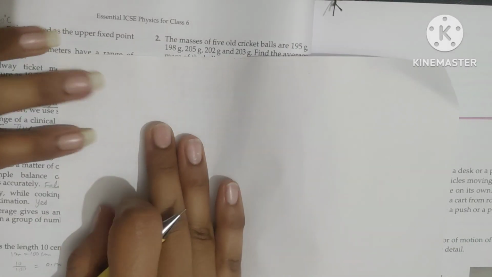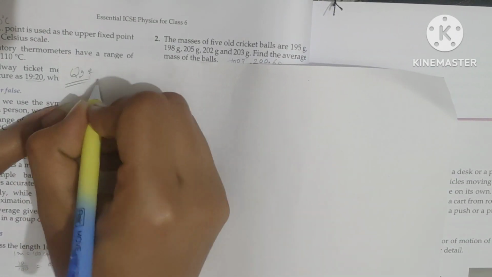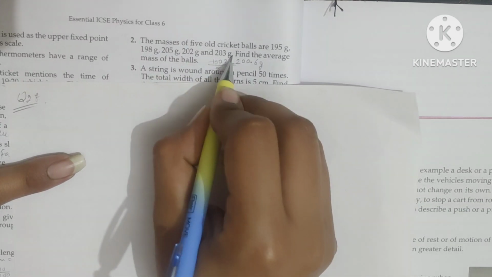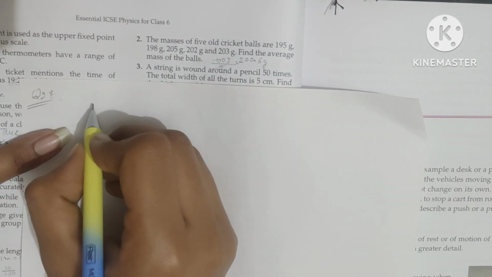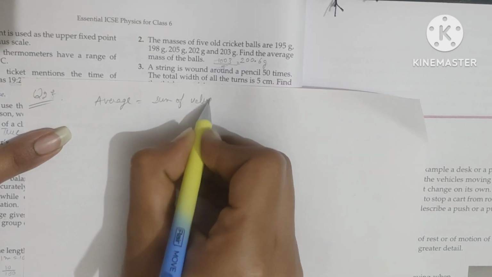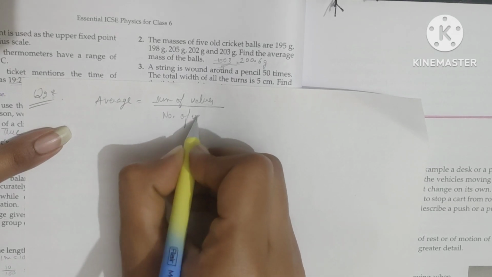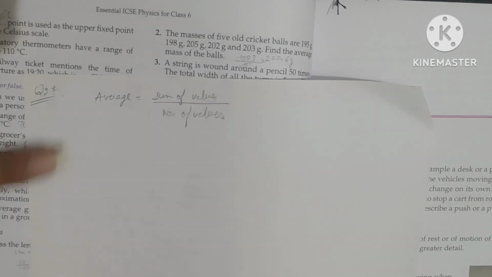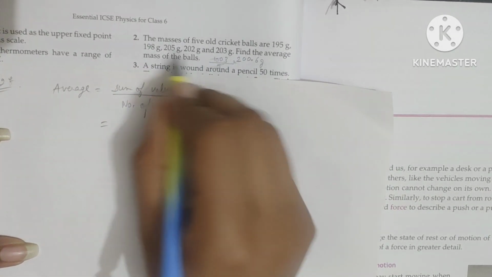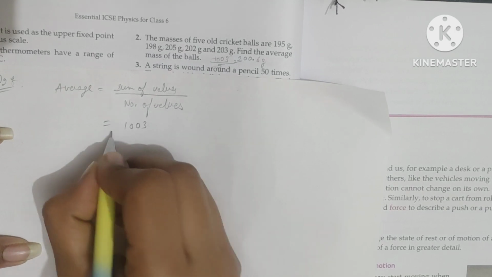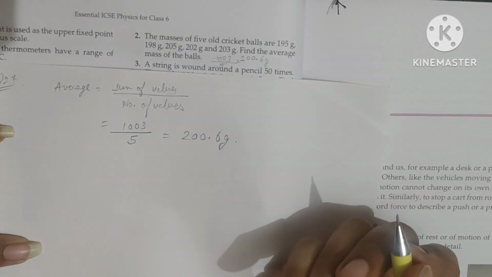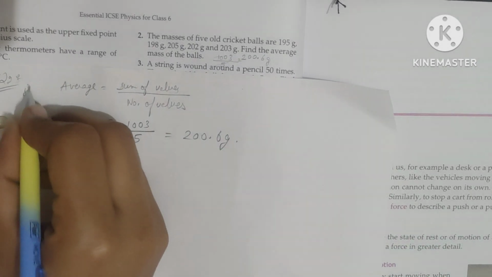The statement is masses of the 5 old cricket balls are given here. 5 balls. We have to find the average. What is the formula for average? That is the sum of values divided by the number of values. This is the formula. So after adding all these 5 values, we will get this. So divide by the number of values, which is 5. You will get this answer after division. Okay. This is the second solution.